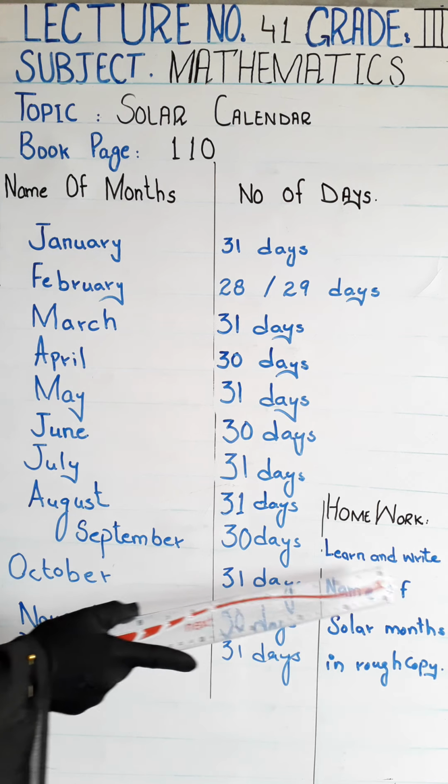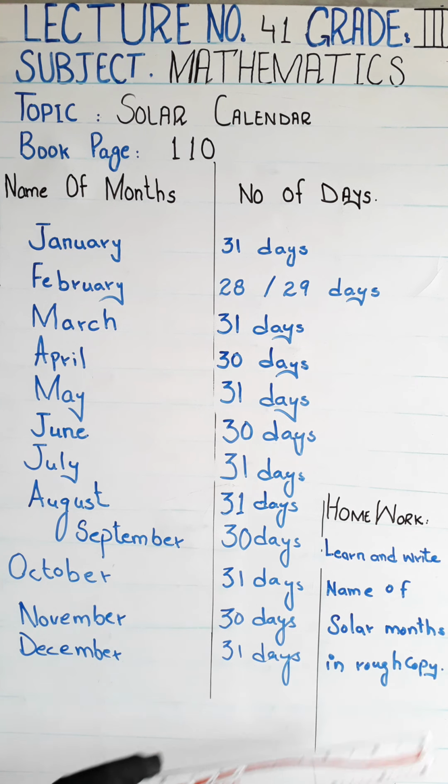Your homework is learn and write name of solar months in rough copy. You people also write number of days. These are important for your objective type questions. Okay? So you write name of months, number of days in each month, and the third one, task, you write two important events related to each month. Clear, student? And also one more thing, you write your birthday, month, date and day.